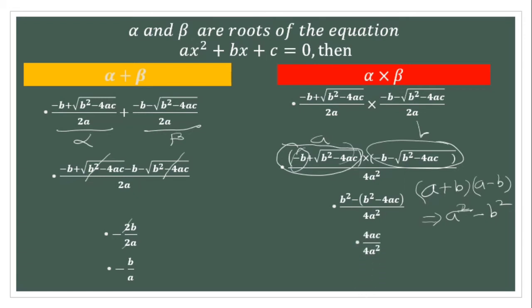Now the next step is 4ac upon 4a square. Okay, this b square and this minus b square cancel out. Okay, and this minus 4ac, and here the minus sign is outside the bracket, so it becomes plus. Okay, minus into minus 4ac becomes plus 4ac upon 4a square. Next you get c upon a only, this 4 and 4 and one term from a square cancel out, so only c upon a remains.